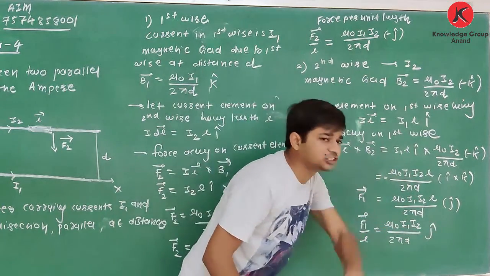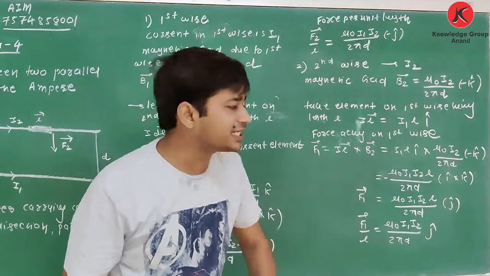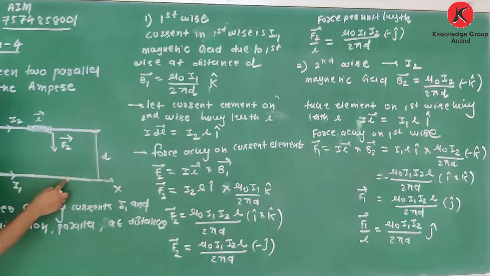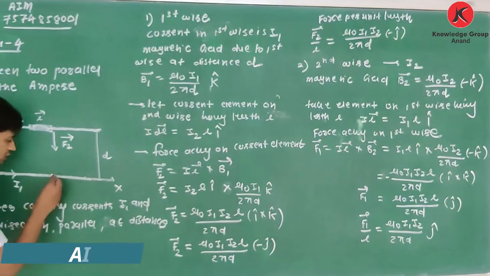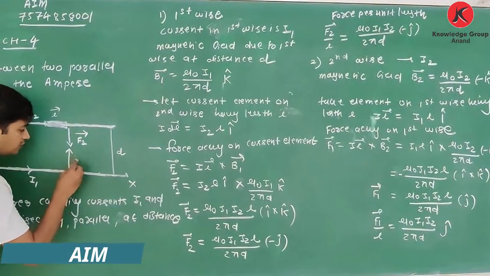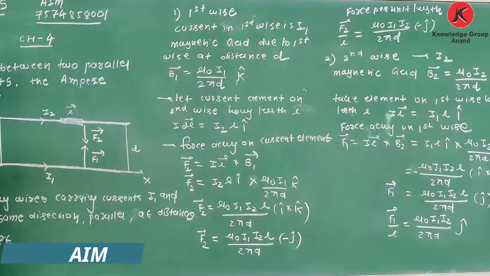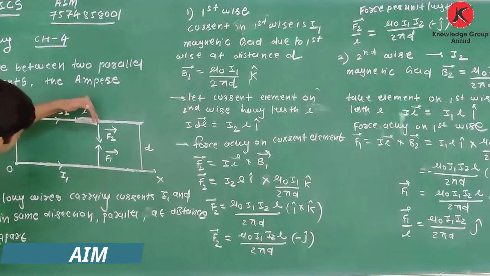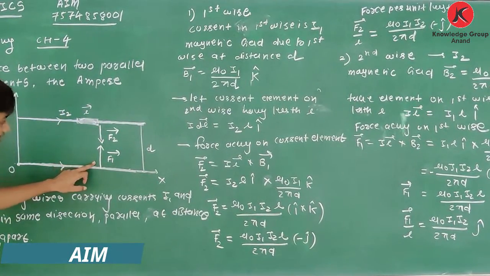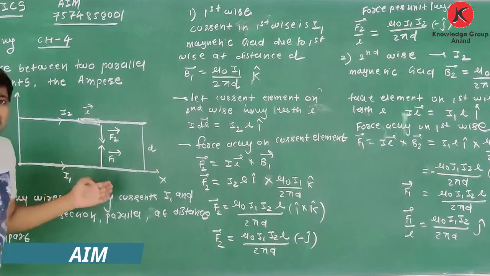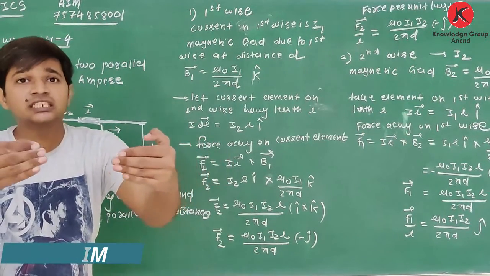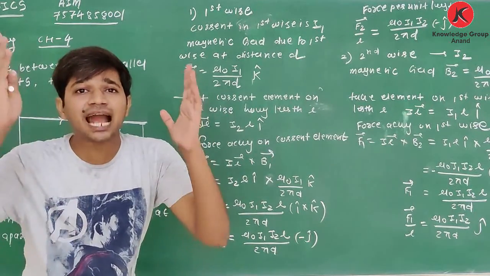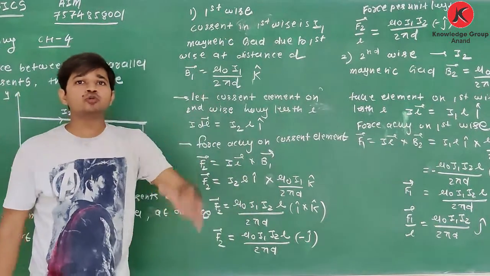Now what is the meaning of j caret? Force acting on the first wire: j caret means in the direction of positive y axis. Here on this first wire, force F1 is acting in the positive y direction, means in this direction. Clear about this? Force acting on the second wire is in this direction. From this you can easily say these two forces are towards each other. Towards each other means attractive force.